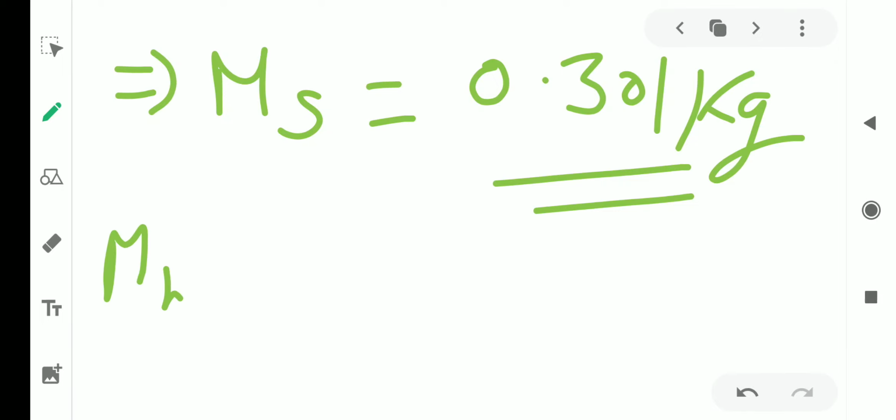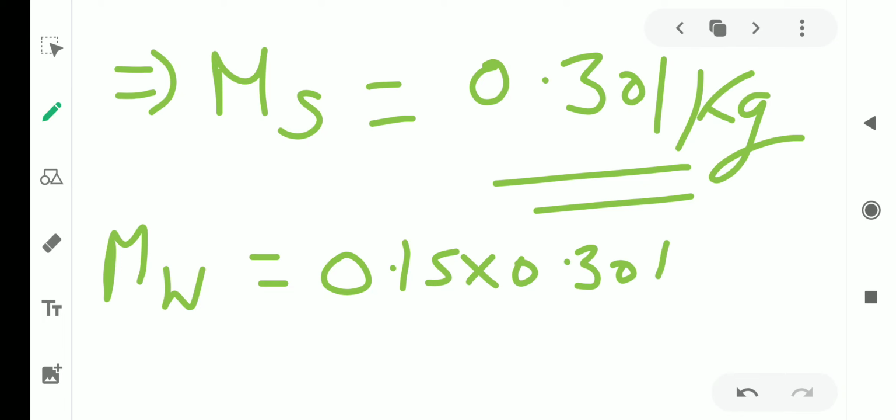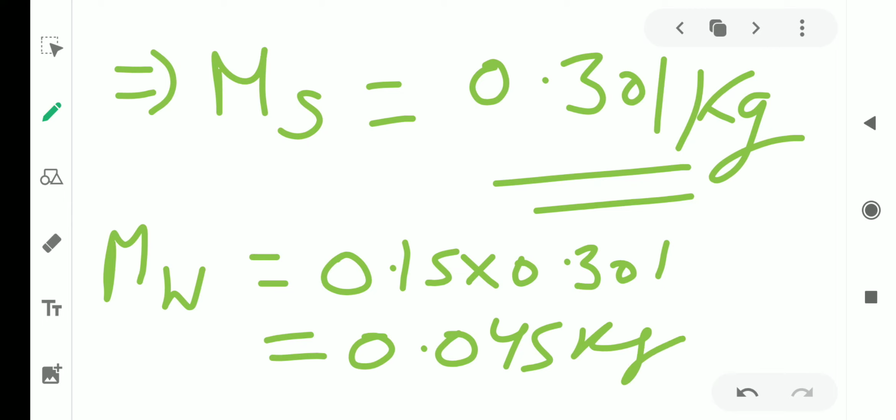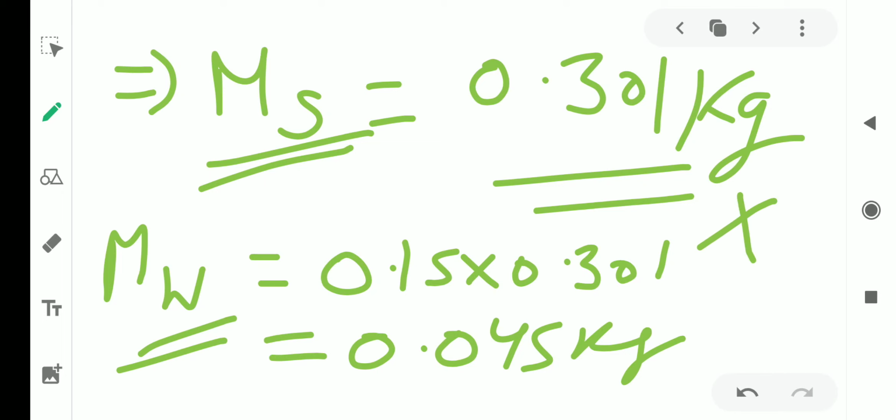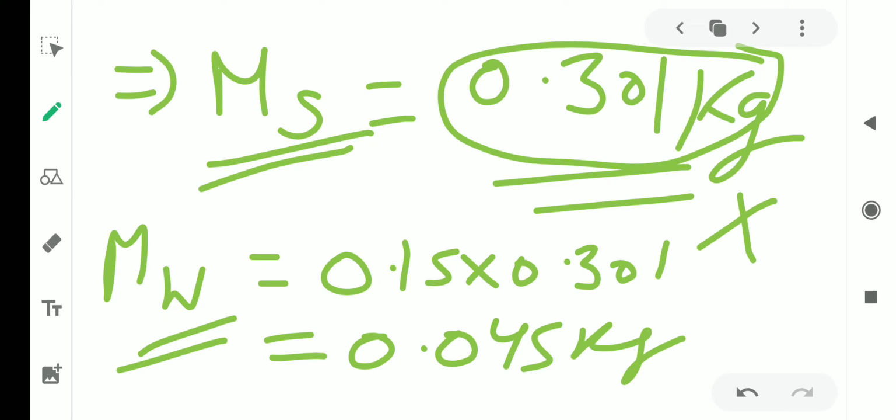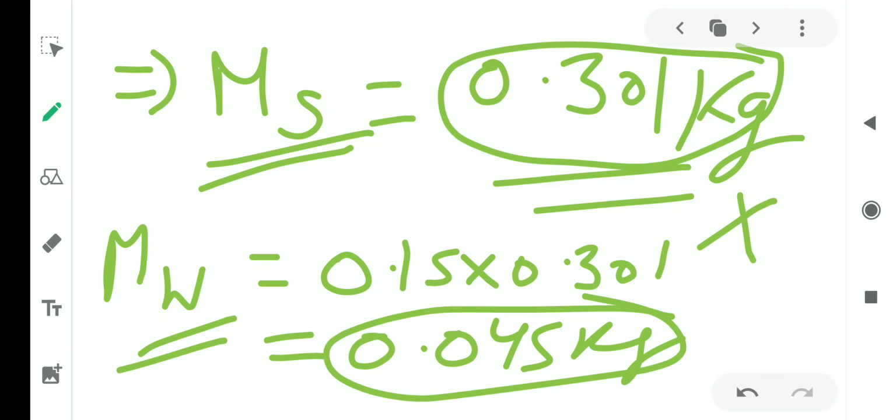So what will be the mass of water? It will be equal to 0.15 into 0.301, that is equal to 0.045 kg. What we had to find was the mass of the soil and water required. So we know the mass of the solids, we know the mass of the water. So we can also calculate mass of the soil, which will obviously be the sum of the two. So that's it in this numerical. Thank you very much.